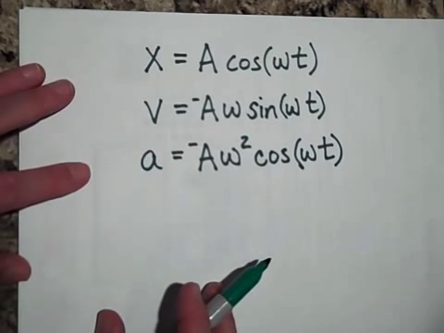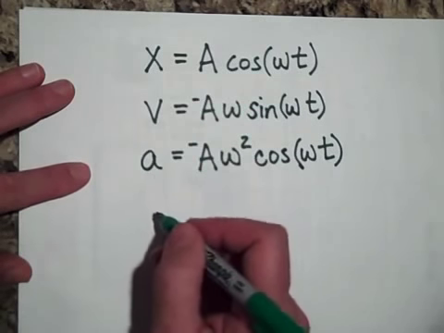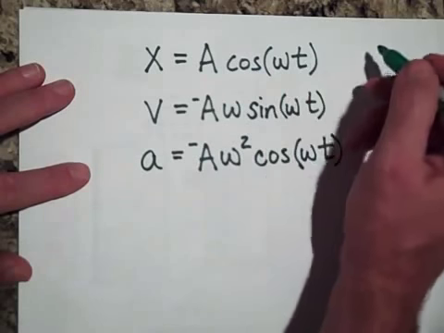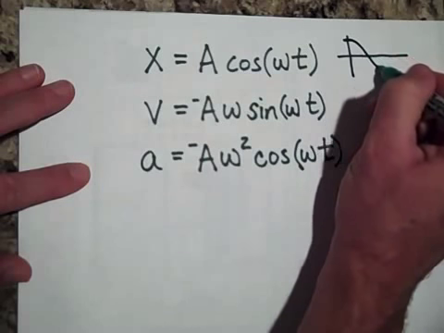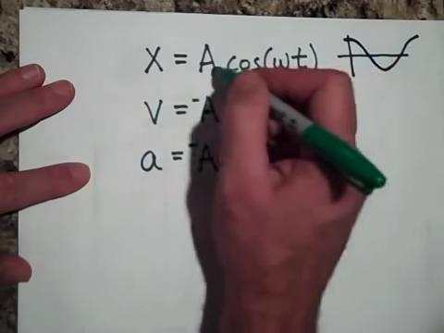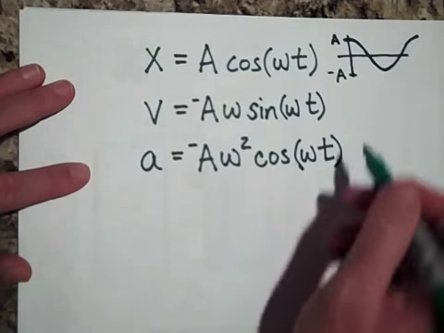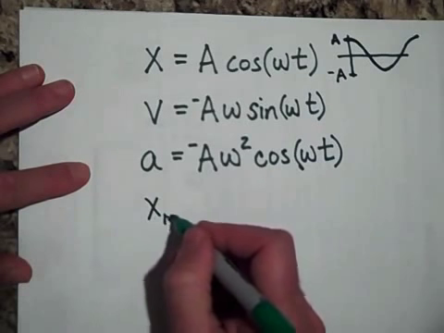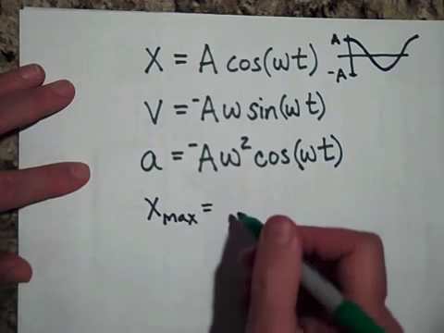And at the end of that last tape, I was making the point that this just oscillates between 1 and -1. The cosine function might look something like this. It starts like that and goes like this. But when we multiply it by A, it goes between A and -A. So x max, the maximum position from the origin, is A.